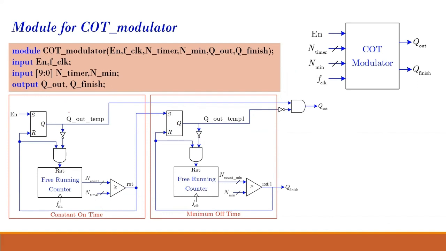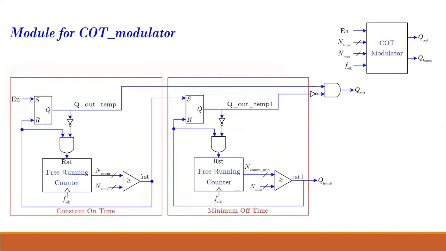Okay. So this is my model of the constant on-time modulator. These are the inputs and these are the outputs, and we have defined them. There is just one bit for some, and these are 10-bit inputs. The outputs are single-bit, and you can see that from your diagram. Enable is an input. F block is an input. We also have to pass in the values n timer and n minimum.